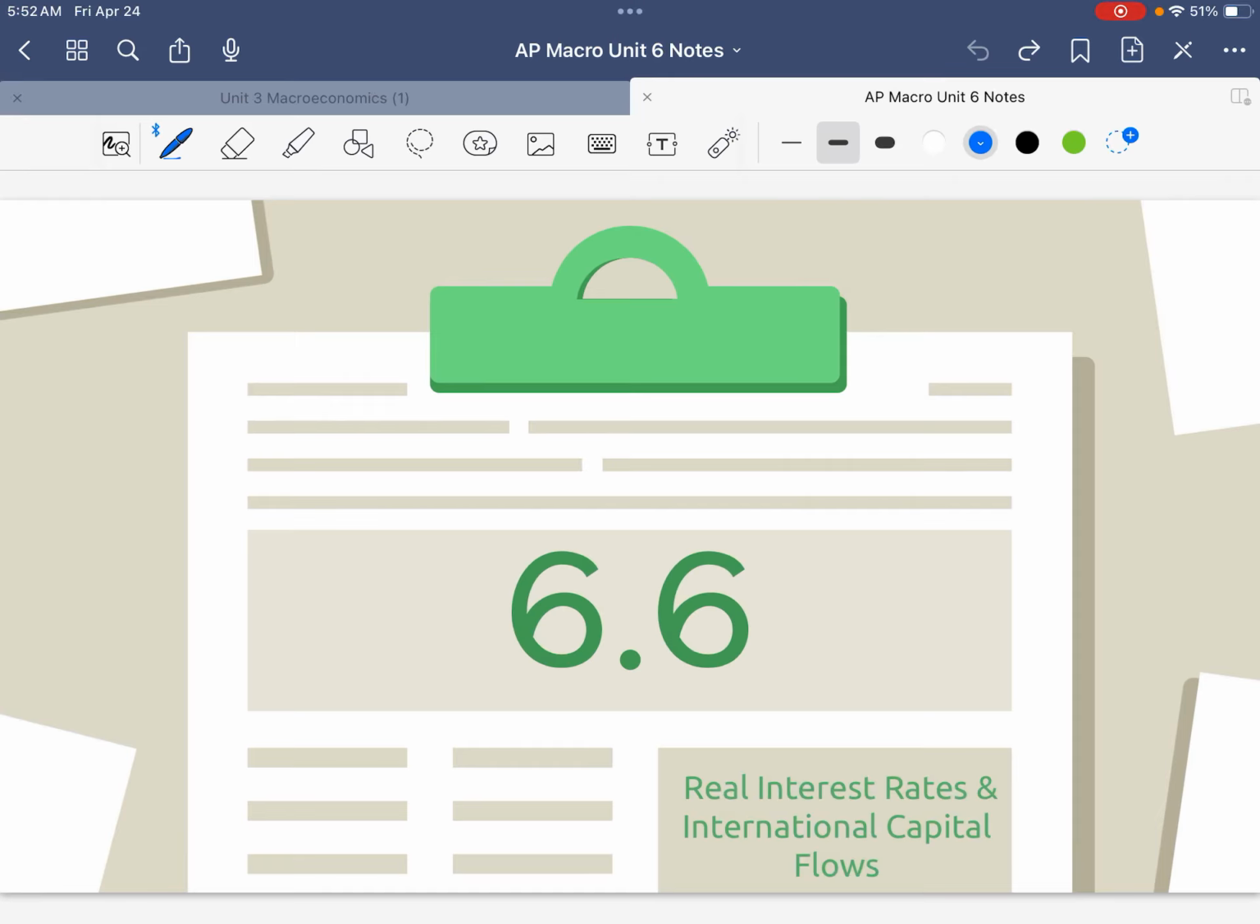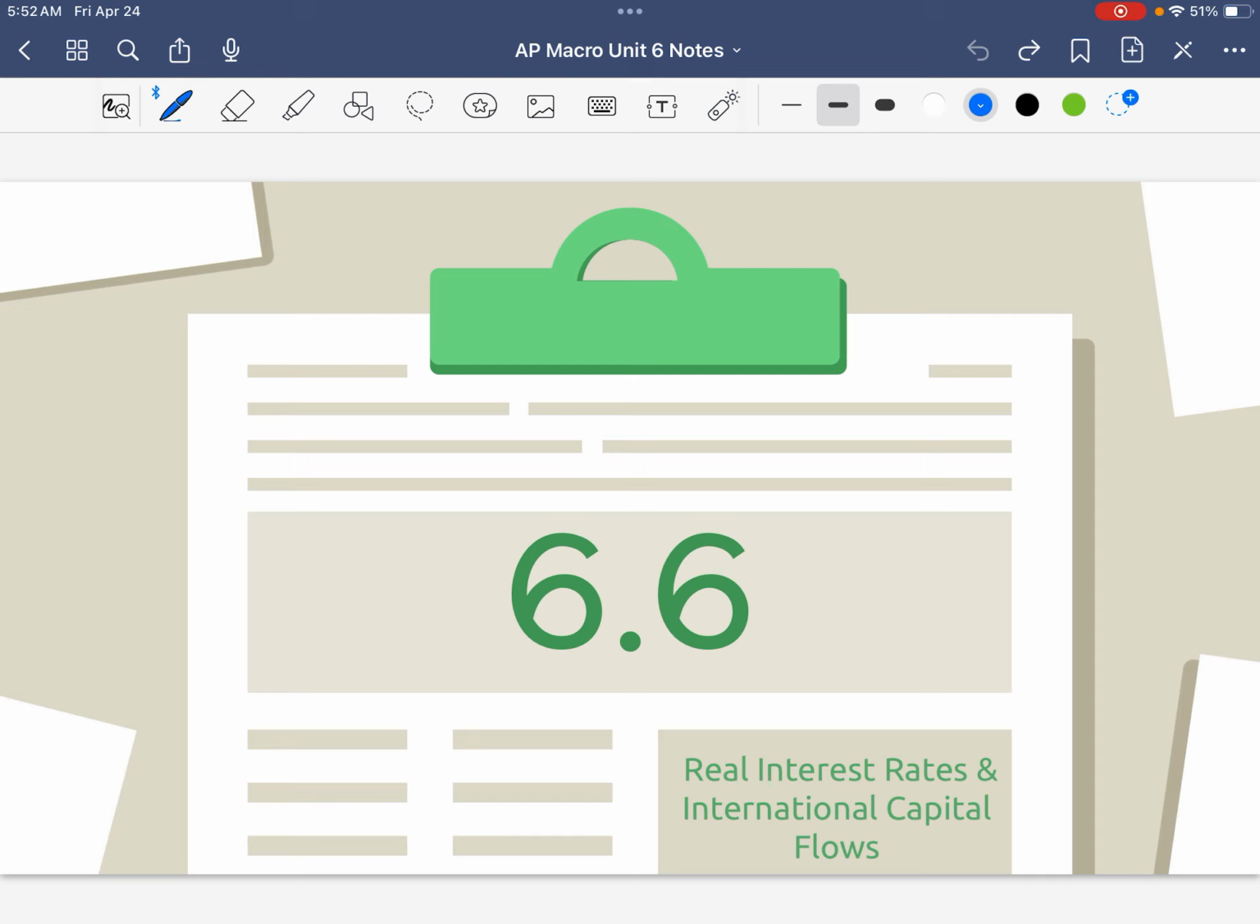All right, today we're going to do 6.6. It's the final note set in all of the AP Macro curriculum, which is really exciting. It is called Real Interest Rates and International Capital Flows. So it is just a combination of loanable funds and what we have learned in Unit 6, and it's super simple.